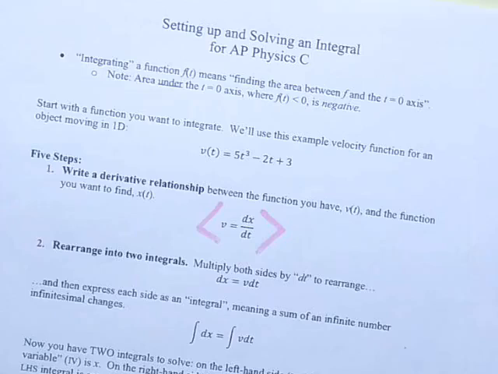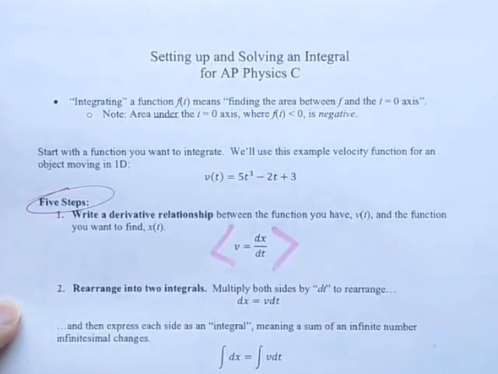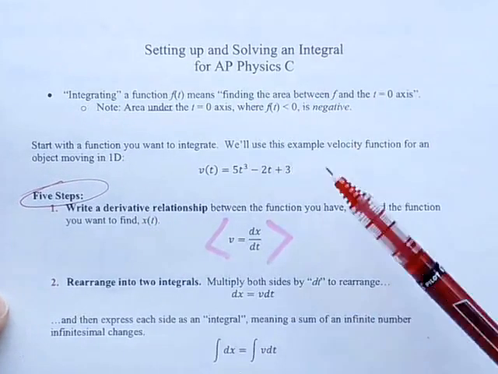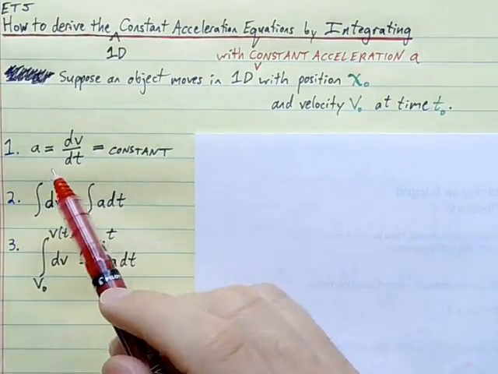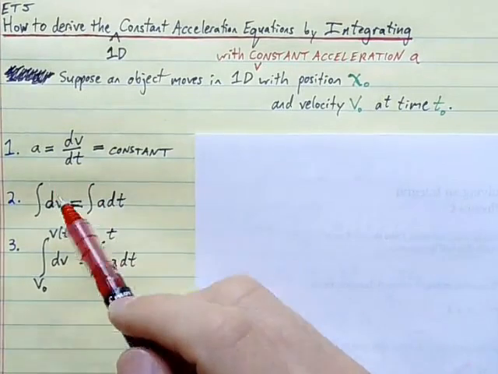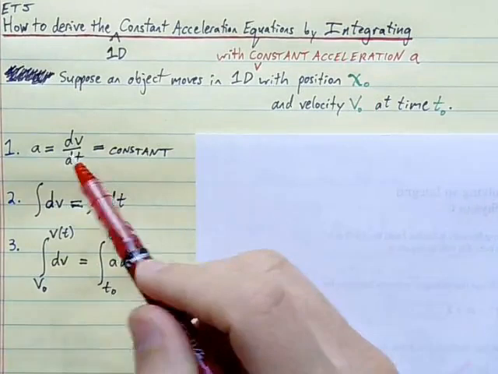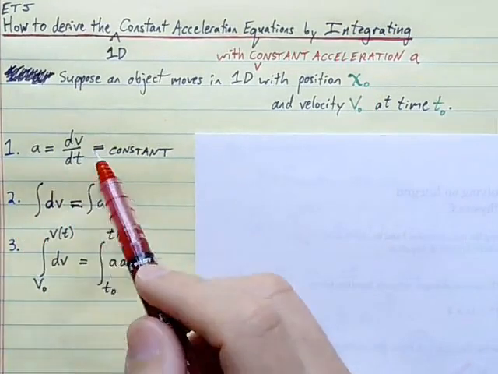I'll structure this to follow along through our 5-step procedure for setting up and solving integrals. So we'll start with the statement of a derivative. This is our starting point. We know acceleration is constant. That's our premise here. So acceleration is constant. Acceleration is dv dt.